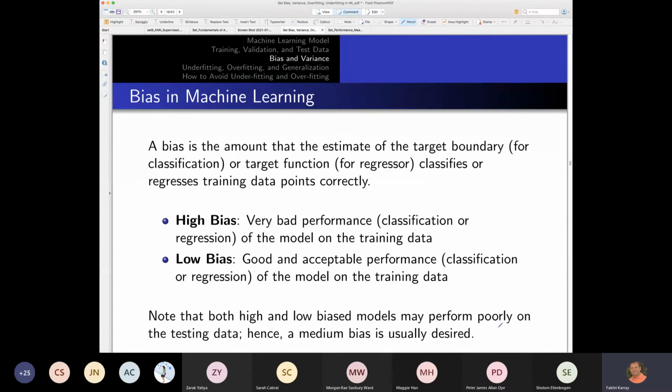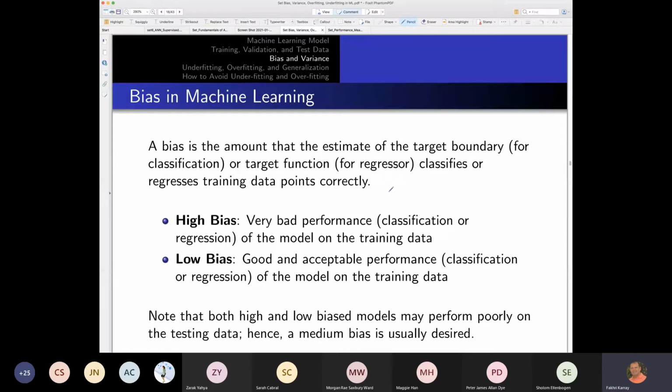So let's look now at the notion of bias. We saw also that bias is the displacement from the average components of these data points, as we have seen it schematically in the dart representation of the system. A bias is the amount by which the estimate of the target boundary for a classifier, or target function for a regressor, classifies or regresses training data points correctly.